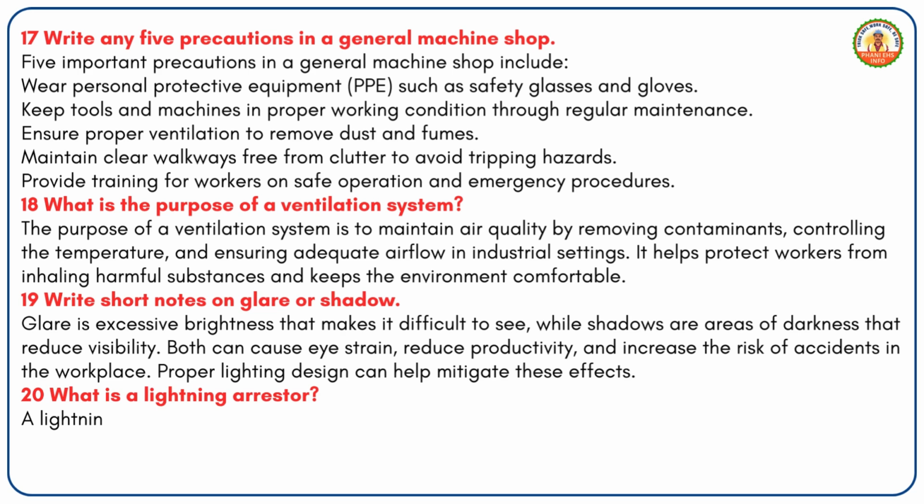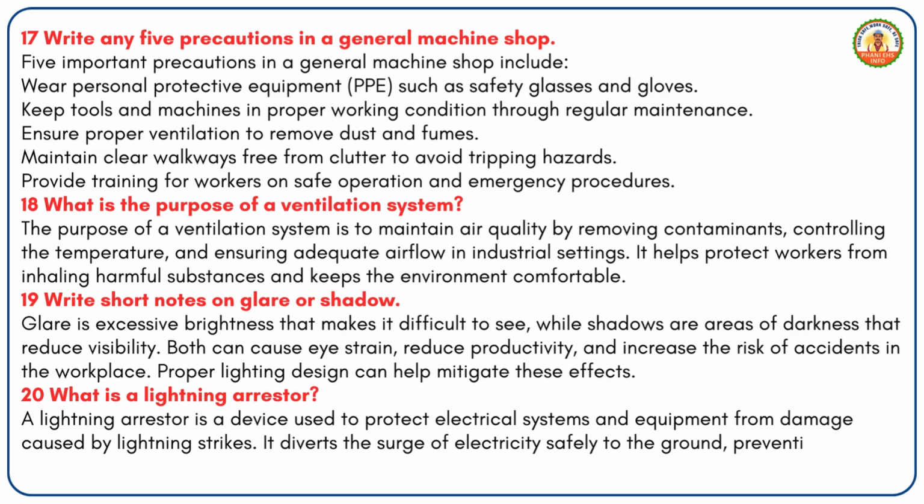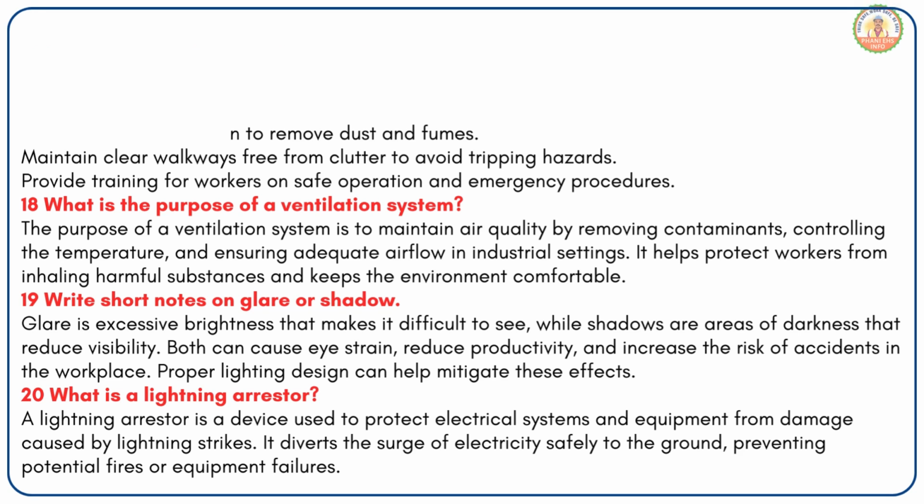20. What is a lightning arrestor? A lightning arrestor is a device used to protect electrical systems and equipment from damage caused by lightning strikes. It diverts the surge of electricity safely to the ground, preventing potential fires or equipment failures.